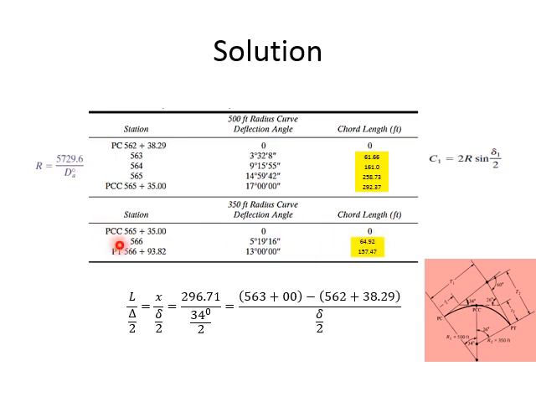And then after 566 I cannot go to 567 because the next point is PT now, 566 plus 93.82. So you don't have to worry about the degree of the curve, just simply take half of the deflection angle for this curve. Half of 26 degrees is 13 degrees, and you take the chord length.